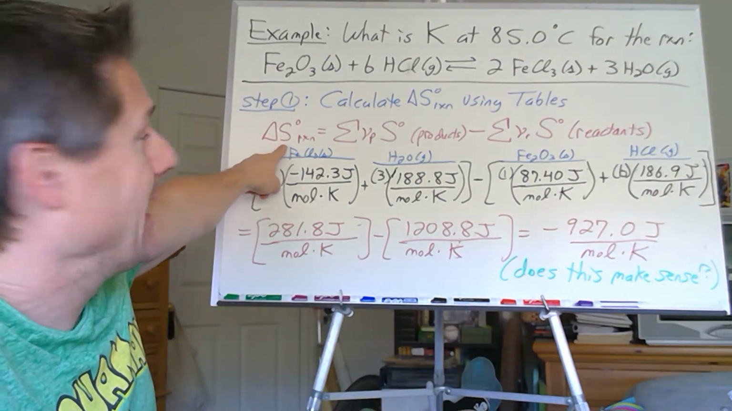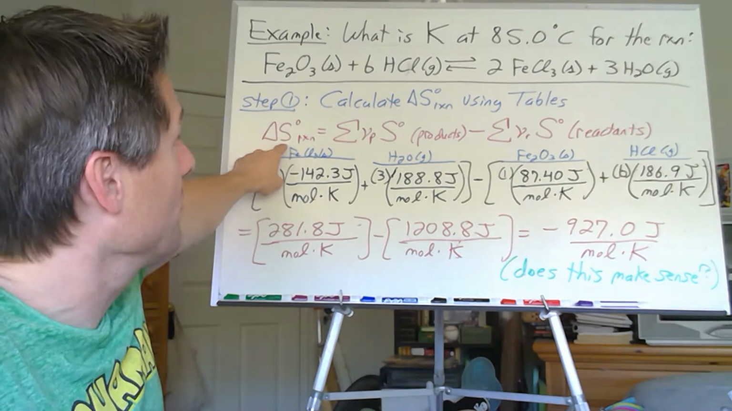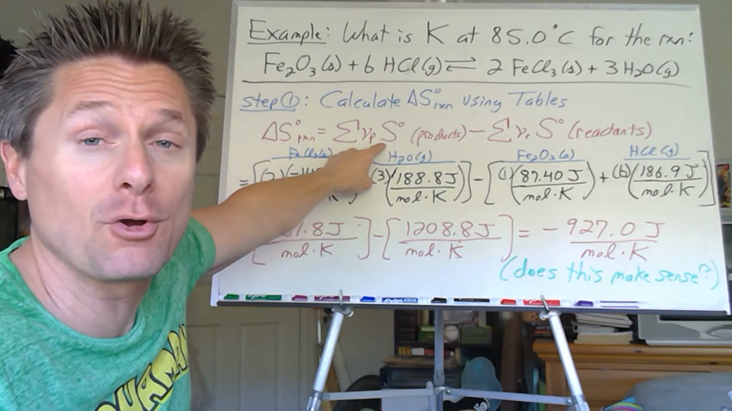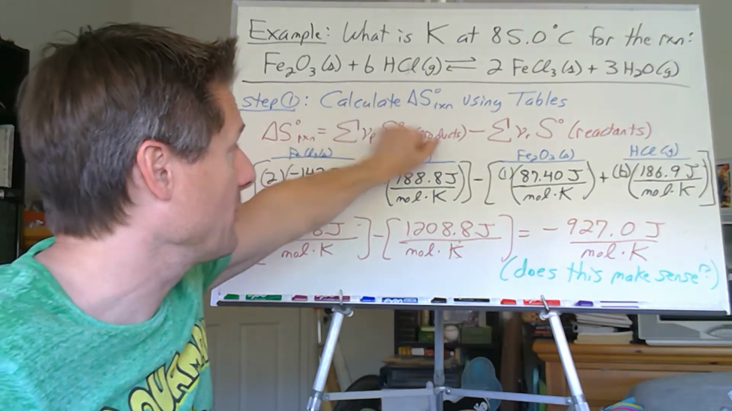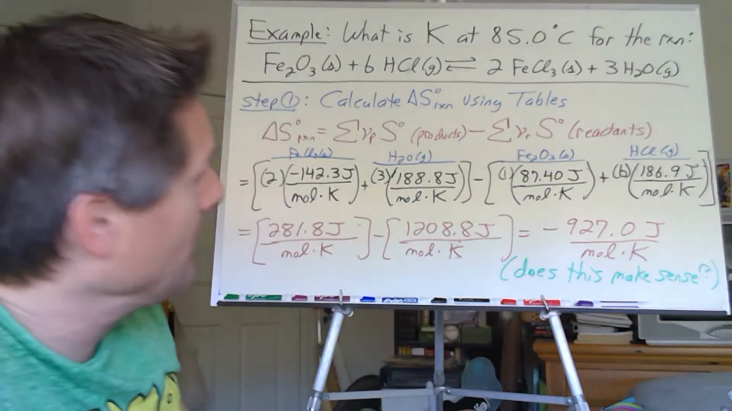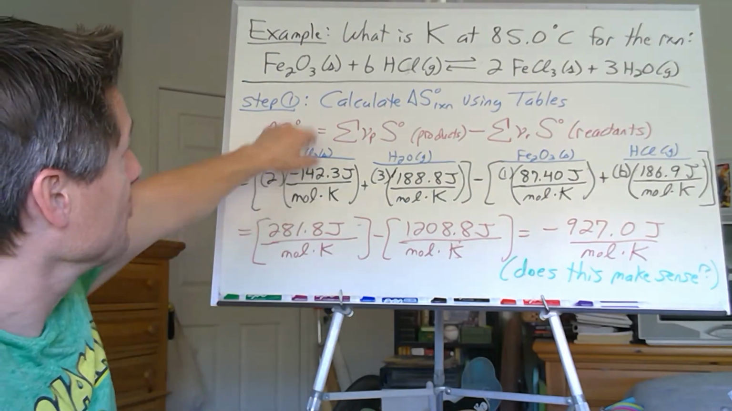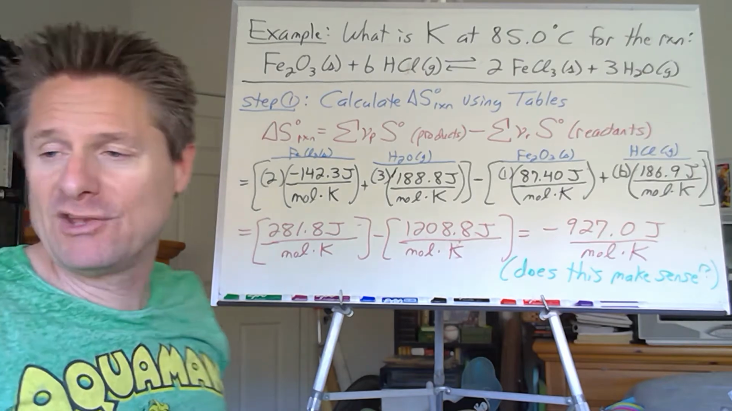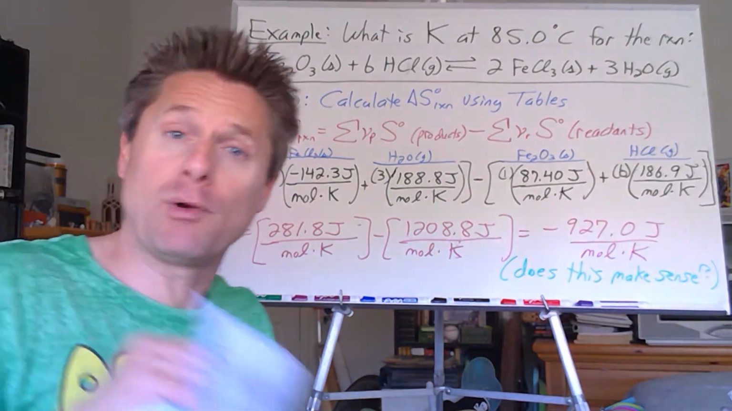So everywhere I had an H, I put an S for entropy. And here we use the absolute entropy, not the change, because of the third law of thermodynamics. So just take the product sum minus the reactant sum, final minus initial. So for the 2 FeCl3, I took 2 times negative 142.3. And again, joules per mole Kelvin.